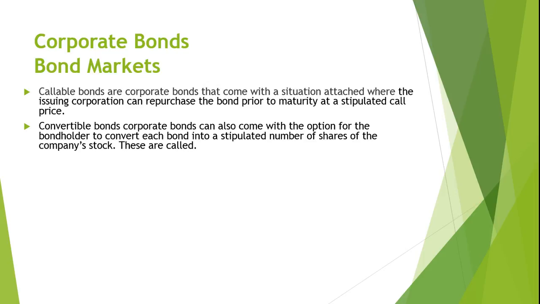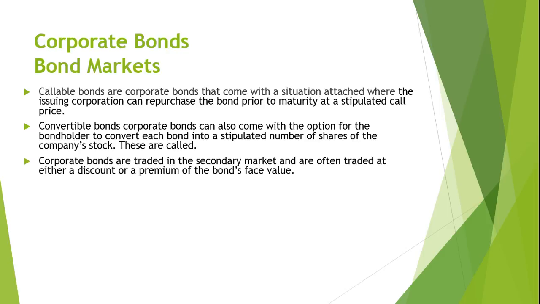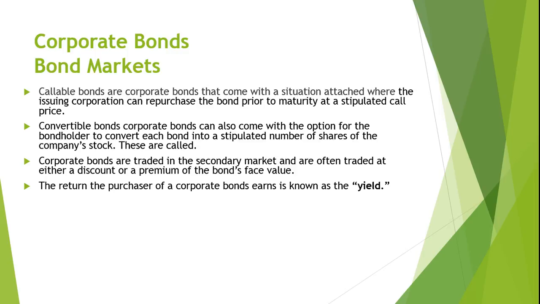Corporate bonds are also traded in the secondary market. The market value of corporate bonds changes, and they are usually traded in the secondary market at a discount of the bond's face value or at a premium of the bond's face value. The return the purchaser of a corporate bond earns is known as the yield. The yield consists of the coupon payments the bondholder will receive plus the amount of profit or loss the bondholder receives whenever they sell the bond.